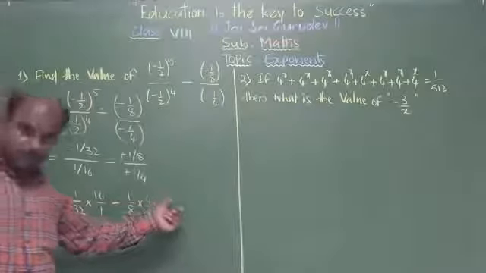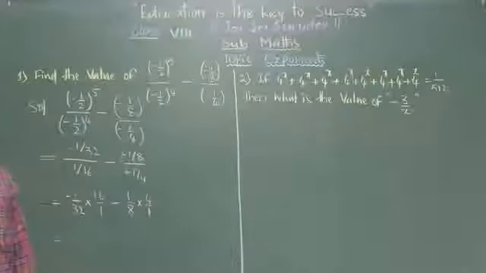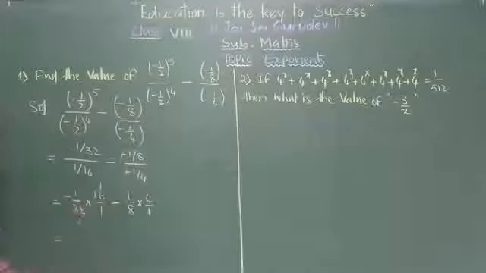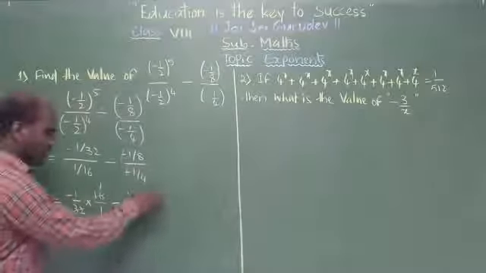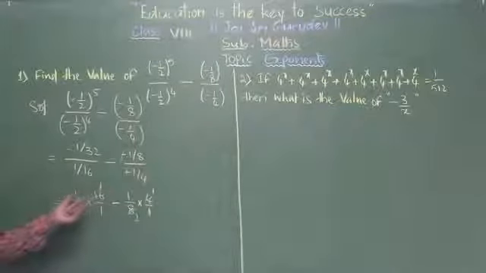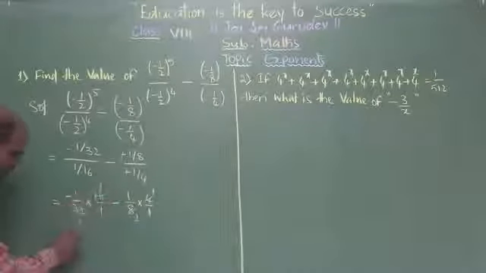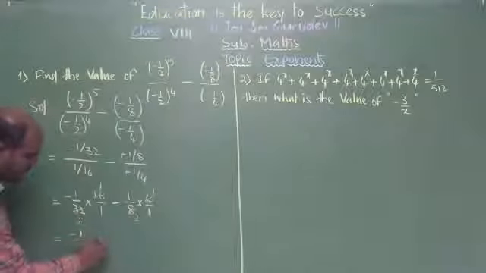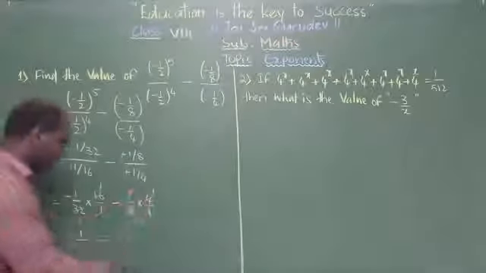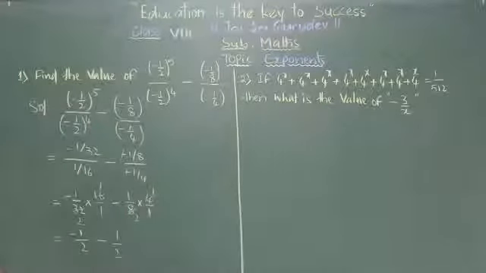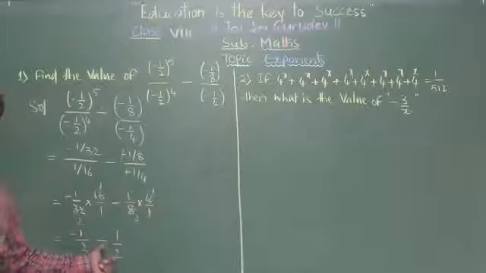It is possible to do the cancellation here, so we have to do it. 16 ones are 16, 16 twos are 32; as well as 4 ones are 4, 4 twos are 8. So the numerator becomes minus 1 by 2 and the denominator 1 by 2. Observe, children, that between the two fractions there is a division.